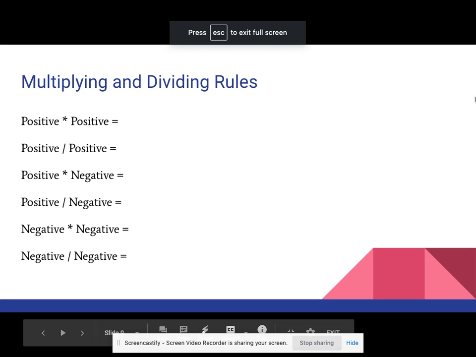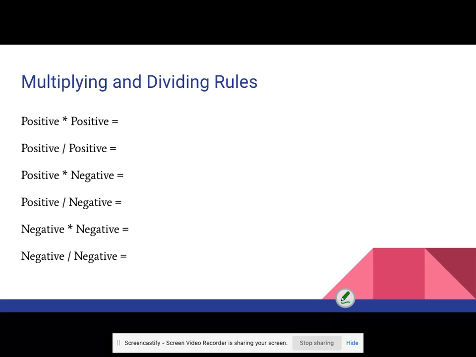After adding and subtracting integers, we need to multiply and divide. Now there are some important rules that you need to make sure you follow. Looking at these rules, multiplying and dividing are the same rule for both. If I take a look at these first two, positive times a positive, I know that I'm automatically going to have a positive answer.